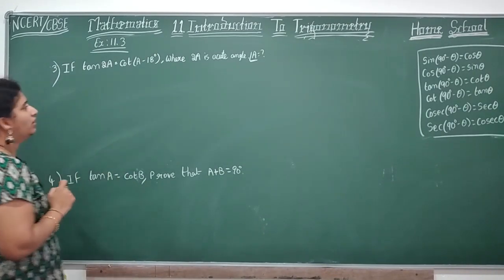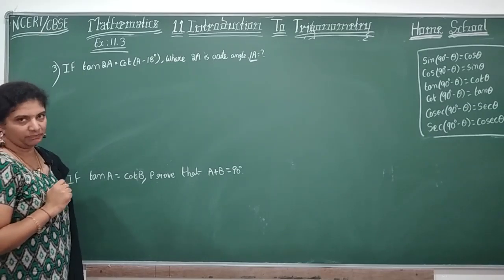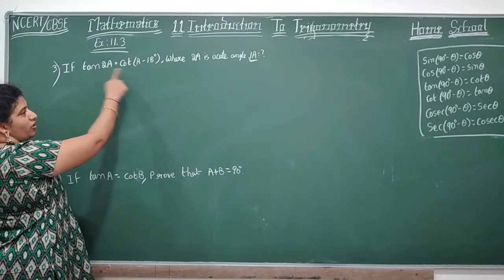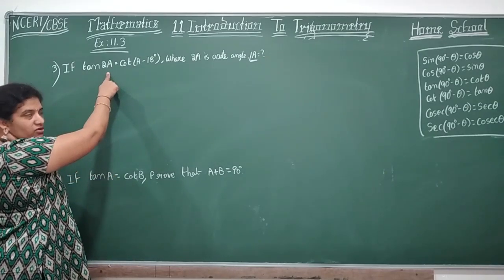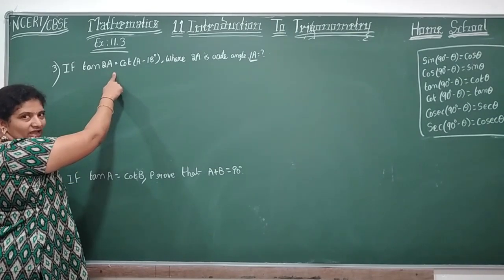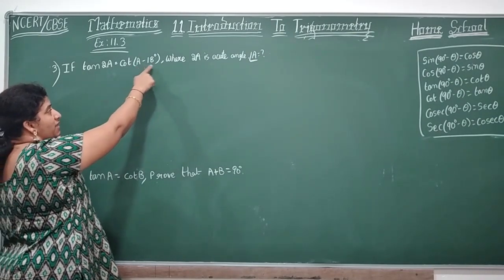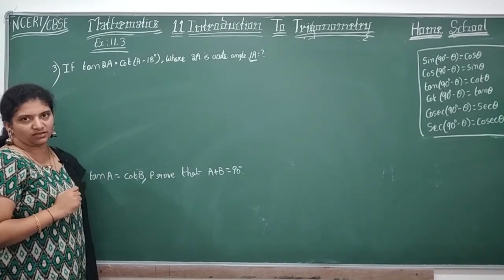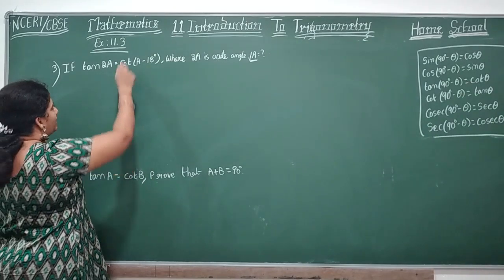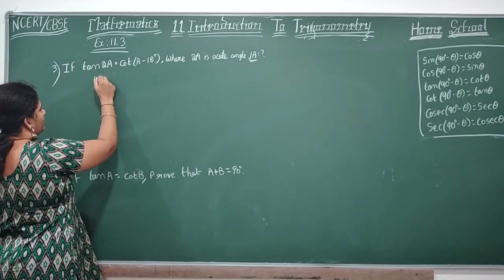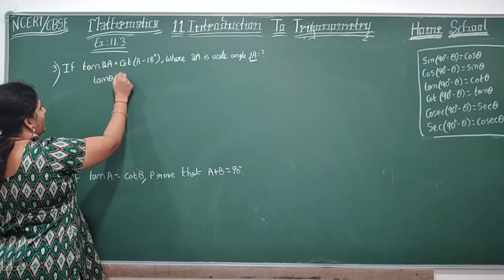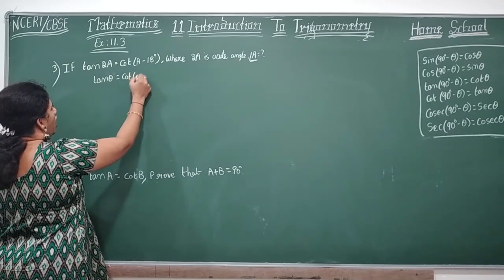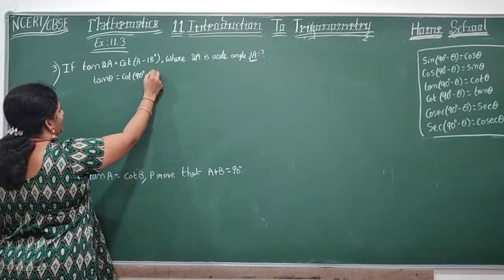So here, how can I do this problem? I don't have a normal value angle. So I have here 2A, A value we don't know. And here also A minus 18 degree, again A I don't know. So how can we proceed? There I remember the identity. What is that? Tan theta is equal to cot 90 minus theta.